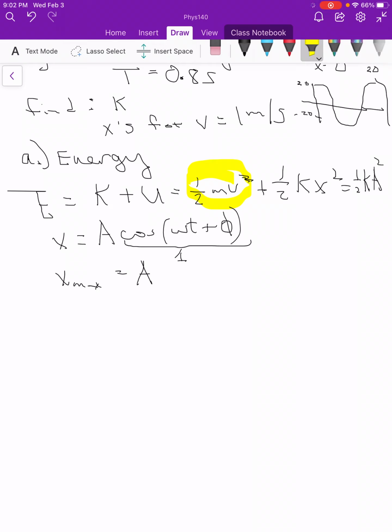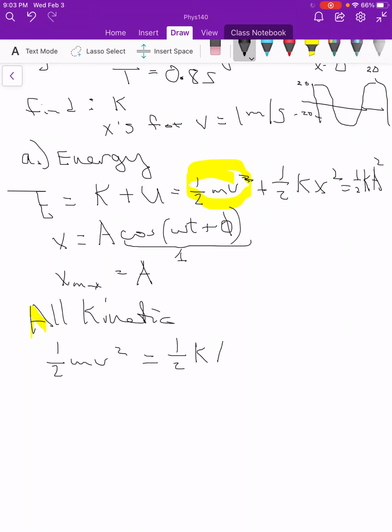Okay, so what I can do then is I can say, okay, when I have all kinetic energy, so all kinetic, switch back, all kinetic, that means that I'm going to have 1/2 mv squared equal to 1/2 ka squared. Okay, so what do we know about v?